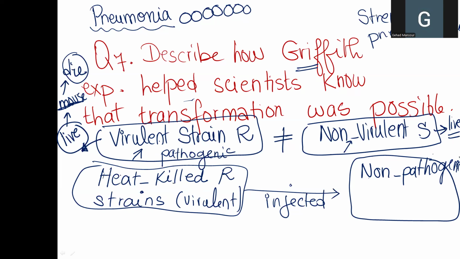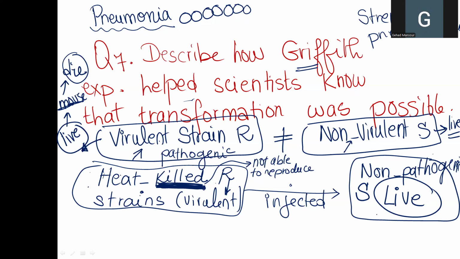He took the heat-killed R strains that were previously virulent, but of course, now they are killed. When they are killed, this means what? That they are not able to reproduce. And if they are not able to reproduce and increase in number, then if you inject those heat-killed into a mouse, they will not cause death. But he added them to a bacterial culture that contained the non-pathogenic S strain that were still alive.